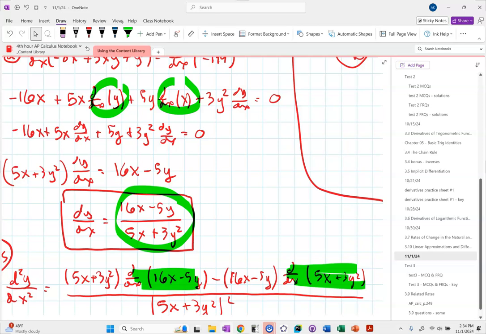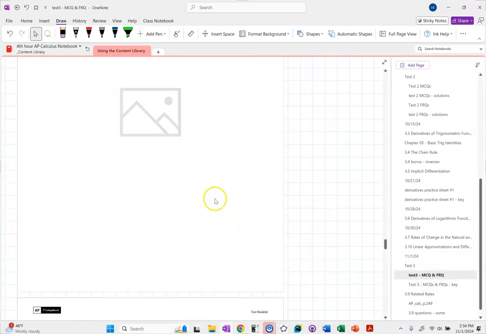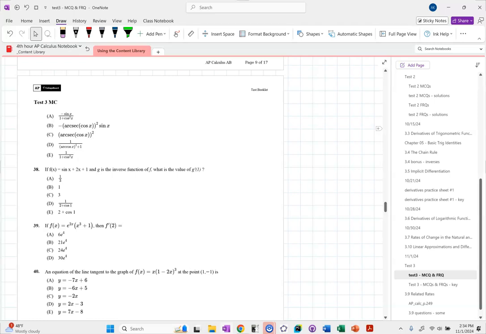Paula: Can you do number one in the packet, the test 3 MCQ? Yes. Actually, let me just grab it from here.